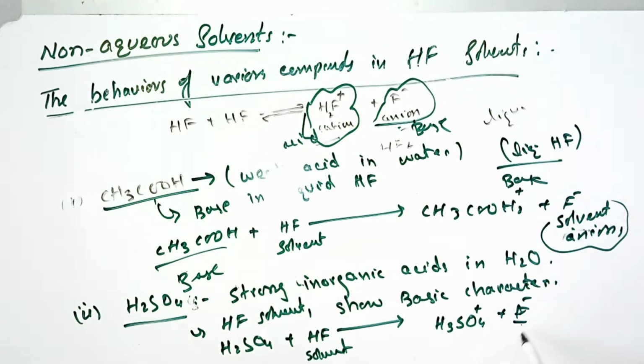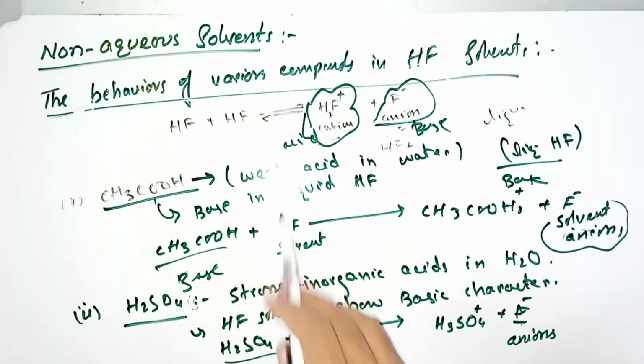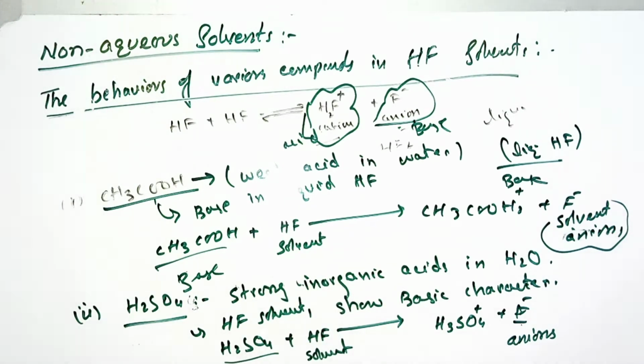those substances that furnish anions of the solvents will be considered as base. Here we are saying that H2SO4 furnishes anions of the solvents that were produced by the auto-ionization of the solvents. So that's why H2SO4 will be considered as base in HF solvents, but in water, in aqueous solvents, it will show as a stronger acid. It is a very strong inorganic acid. I hope this point will be cleared.